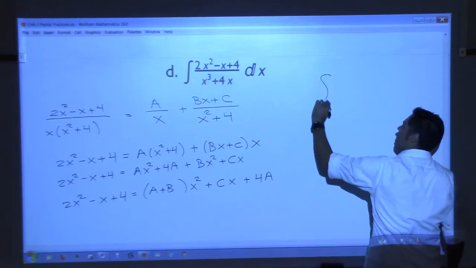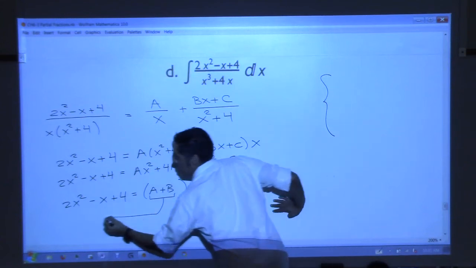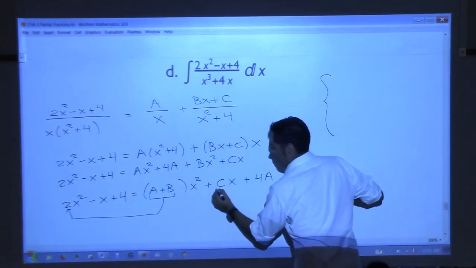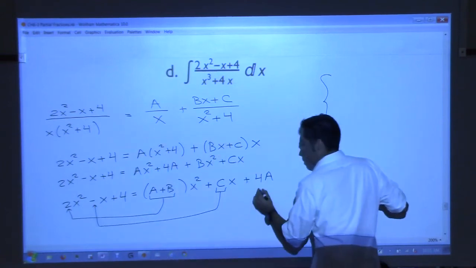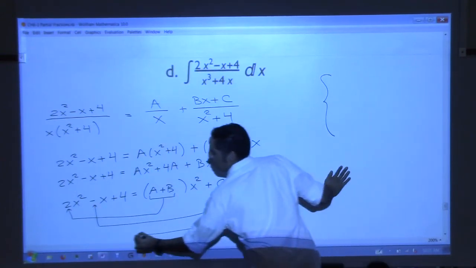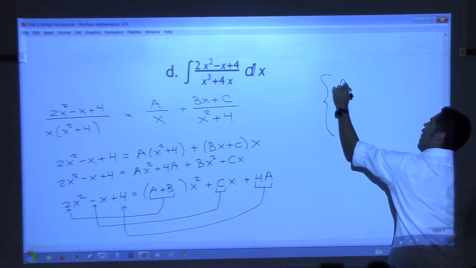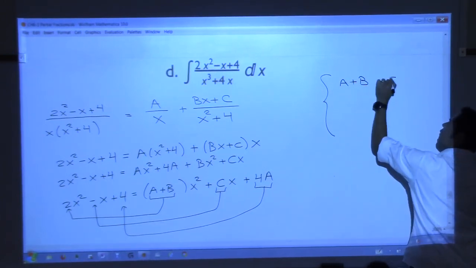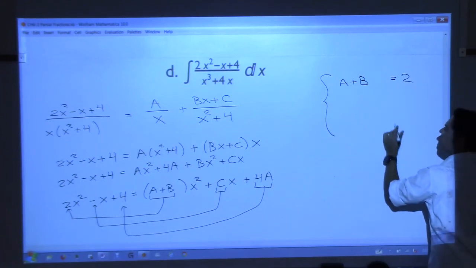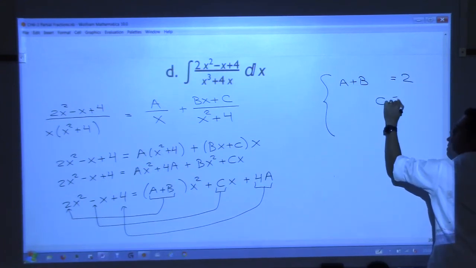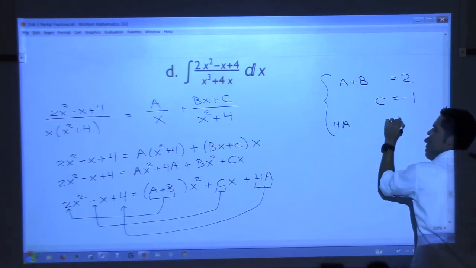This is where your system comes from. So I'm going to match this has to be 2. This has to be -1. And this has to be 4. So we get a plus b must be 2, c must be -1, and 4a must be 4.